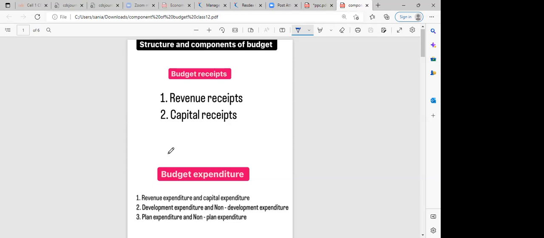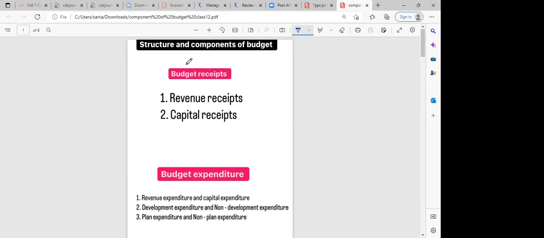I hope you people are not very attentive, right? Only 2 or 3 students are attentive. What about the others? Basically, receipt is, I even told you, REC, which means you are receiving something, and expenditure is EX, that is exit. Your money is going out, and RE means your money is getting in.